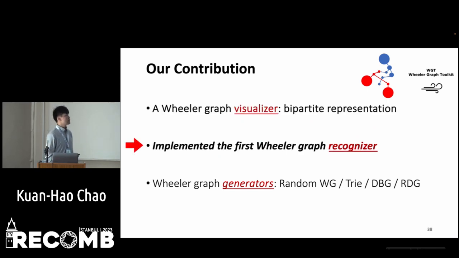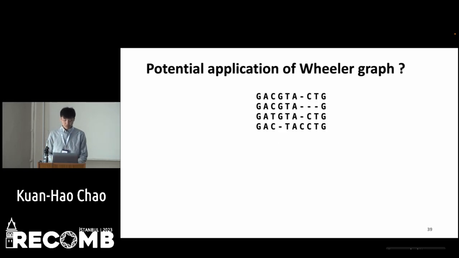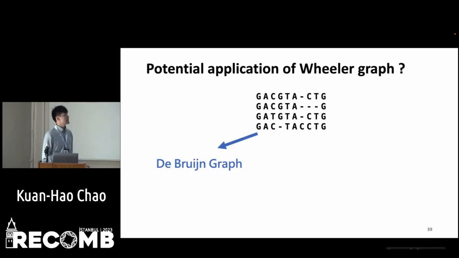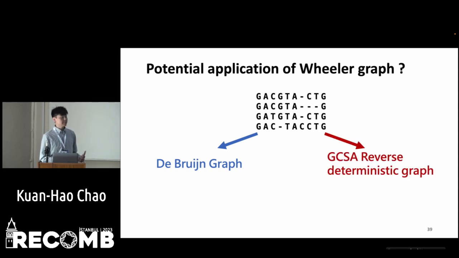Moving on to our second contribution, we also implemented the first weighted graph recognizer. So here I use a potential application of weighted graph to introduce the weighted graph recognition problem and our recognizer algorithm. Before that, I show the example of making a linear DNA sequence into a weighted graph. So if we want to index this multiple sequence alignment, one intuitive way is that we can use a de Bruijn graph to index it. Or maybe you can use a reverse deterministic graph that I made in the previous example to index this multiple sequence alignment.